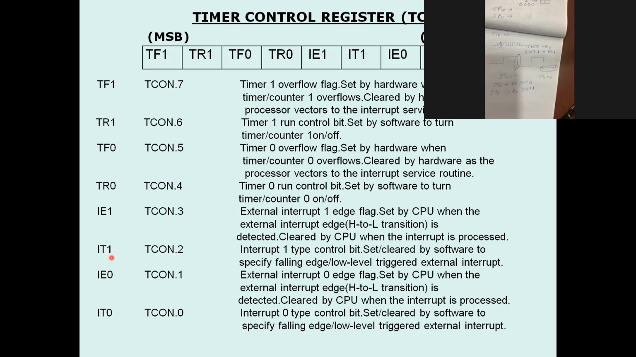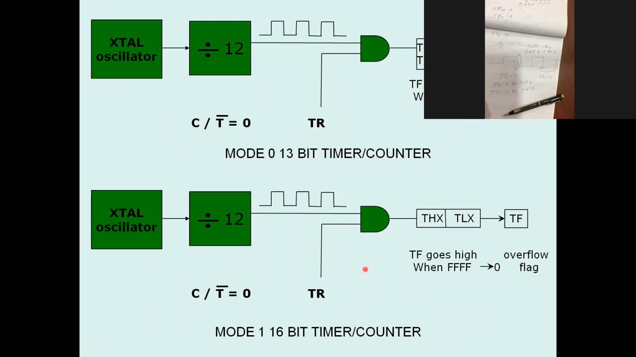Okay. Yes, sir. If ITX is 0, then low level interrupt will be recognized. This is a falling edge, this is a low level. Okay. Yes, sir.